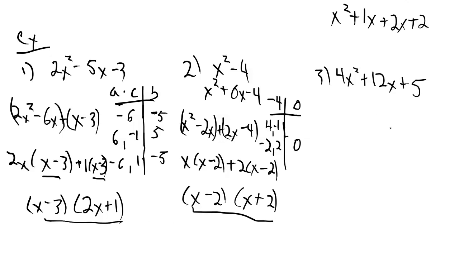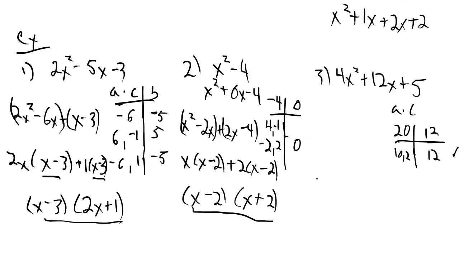Let's take a look at problem 3. We have 4x squared plus 12x plus 5. So we're looking at factors for a times c, which is going to be 20, that add up to 12. So we can try those out. We try 20 and 1, but that's 21. Let's divide by 2. So we try 10 and 2. That does come out to 12, so we're all good.